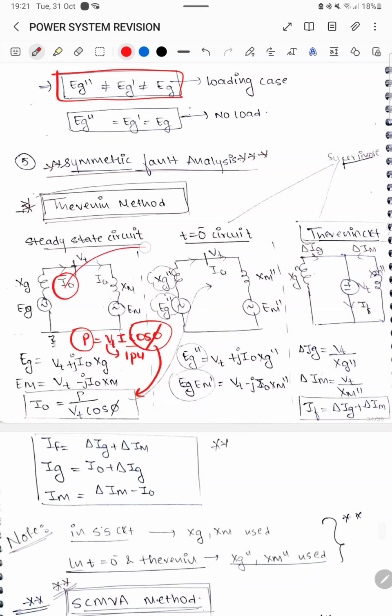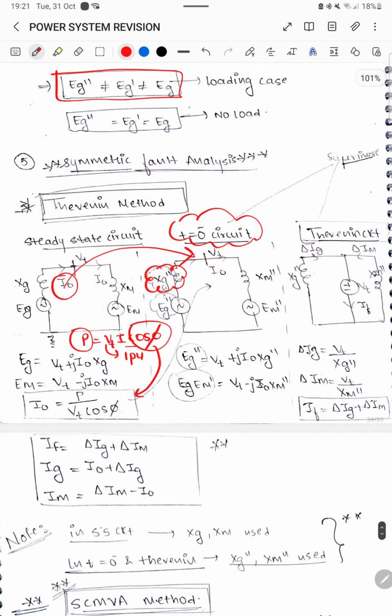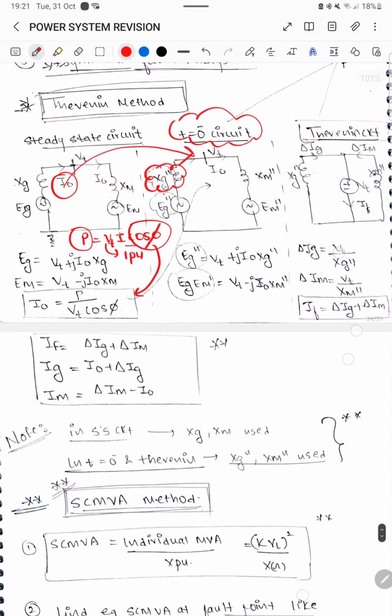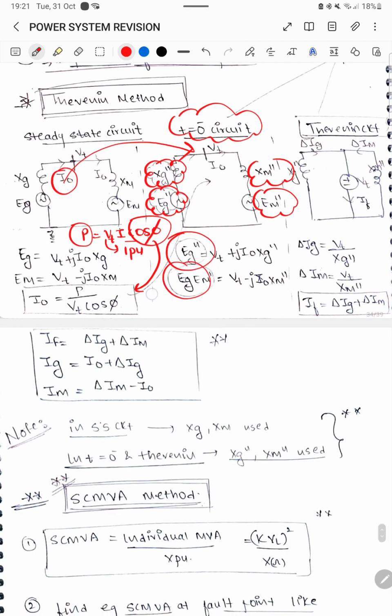This I naught you will be substituting in the T0 minus circuit. In the T0 minus circuit you will be using XG double dash and XM double dash, respectively getting EG double dash and EM double dash. This circuit is majorly used when you are asked to find out EG double dash and EM double dash.